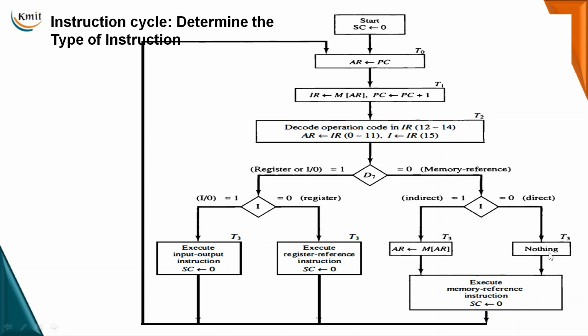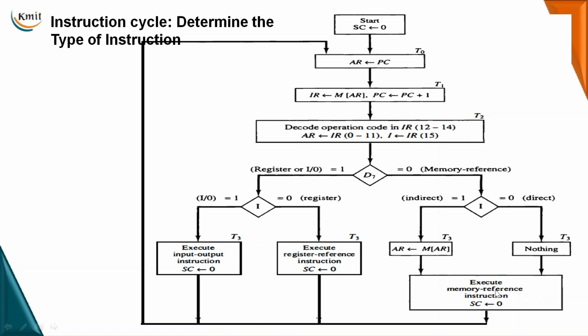If it is a direct address, it will not do anything in timing signal T3. It immediately executes the memory reference instruction. If it is an indirect address, then it has to go to that particular address to get the effective address and then execute the instruction, so it requires one more clock cycle, T3. In case of register reference and input output instructions, the execution happens in clock cycle T3. Once the effective address is calculated, it executes the particular instruction.